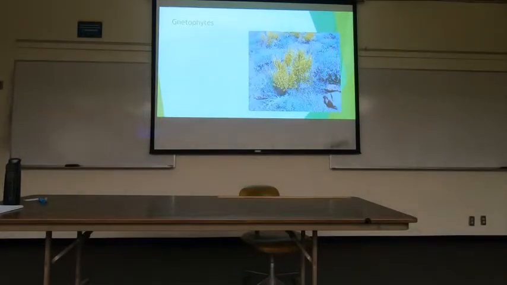Then the gnetophytes. These are the closest within the gymnosperms to the modern angiosperms. They have broad leaves. And most of these exist as vines in tropical and subtropical zones. But there are desert-growing species. In fact, there's a desert-growing species found in the deserts of Namibia and Angola that can live for up to 2,000 years. Tiny little bush, around for a long time.